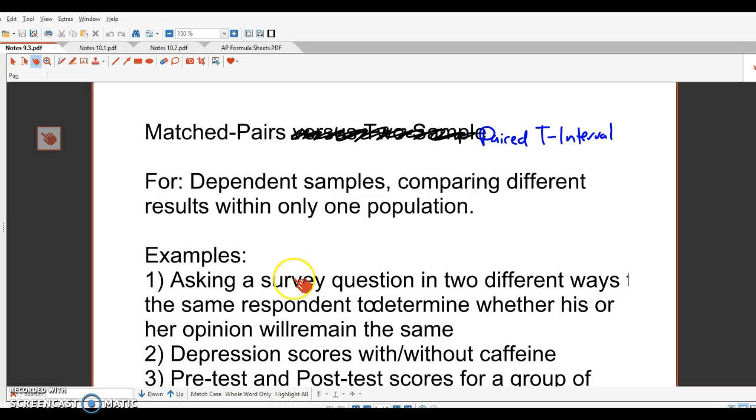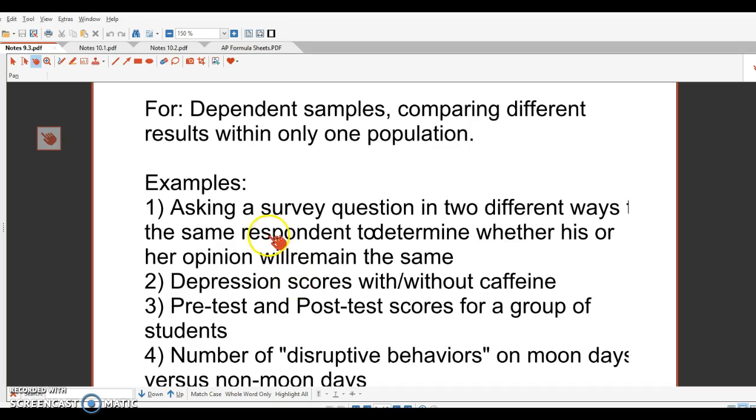So, for example, if I have the same similar survey questions but worded in two different ways to determine whether their opinion would remain the same based on the wording, that would be matched pairs. And if I have, and we'll talk about this example in just a minute, people take some kind of depression test or rubric with versus without caffeine. That would be matched pairs.